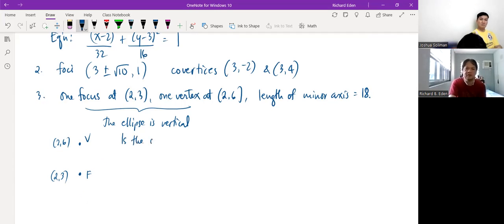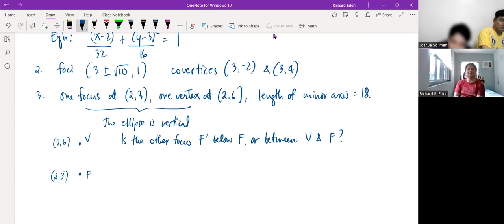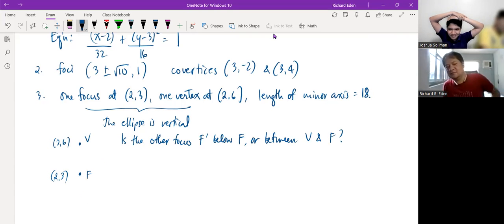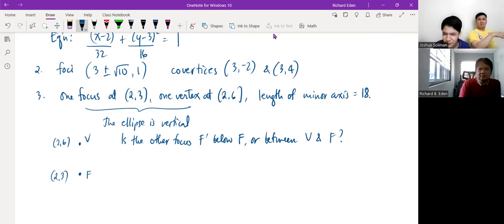So is the other focus F prime below F, or between V and F? What do you think? Since one vertex is on top, the other focus must be below it because that's already one vertex. If the other focus were on top of it, why is there even a vertex? Why is there even a vertex there?